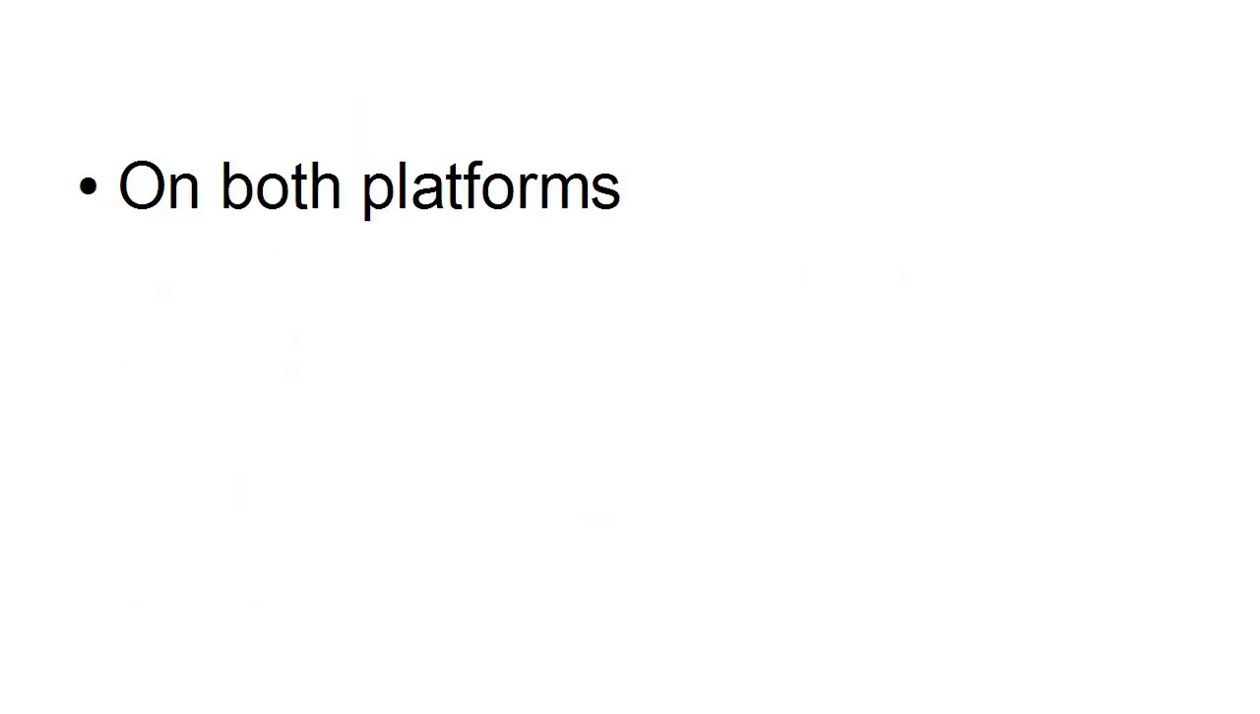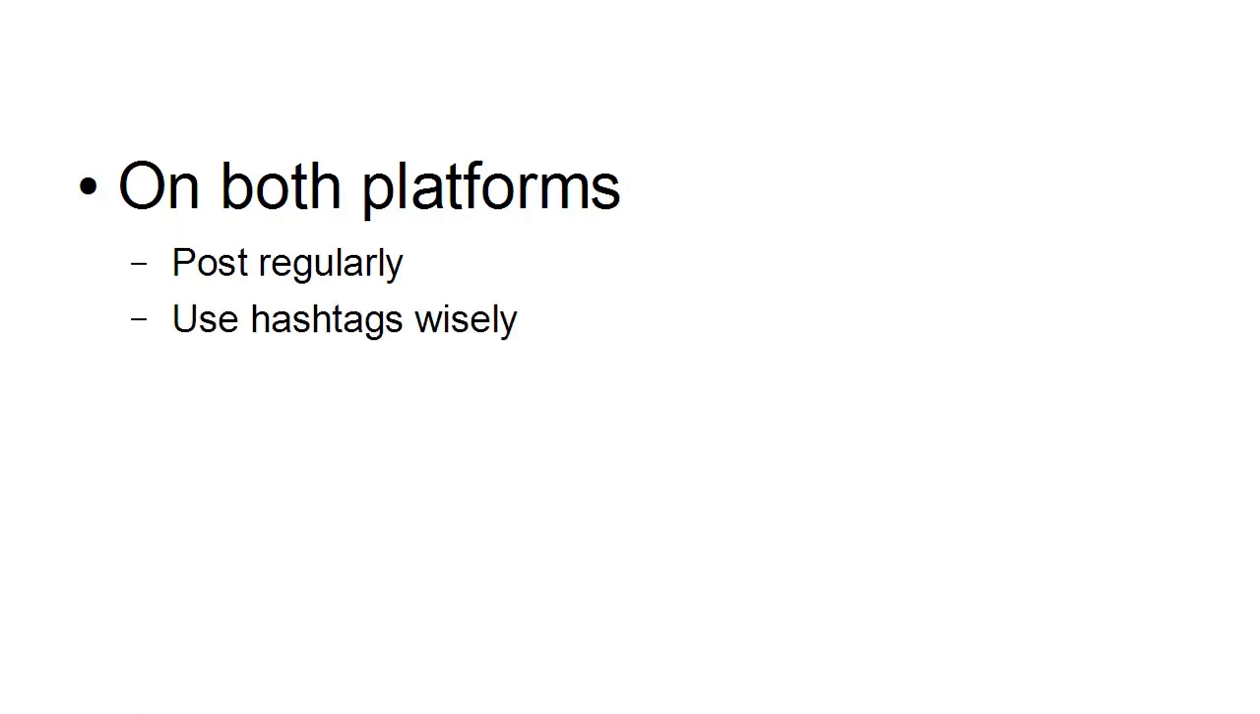Now, there are some key things that you should do on both platforms. First of all, you should post regularly and make sure that you keep posting on a regular basis. You don't want to allow these to go dead. You want to use hashtags wisely, especially on Instagram. It uses the same type of hashtags as they do on Twitter. You want to interact with other users.